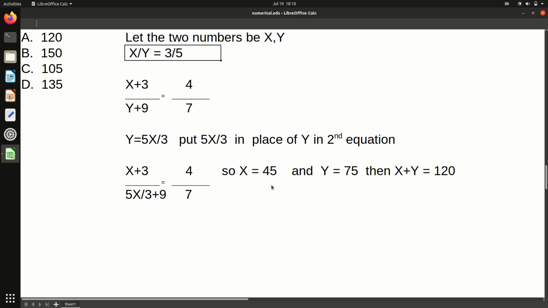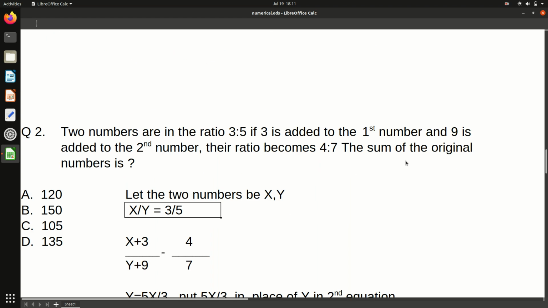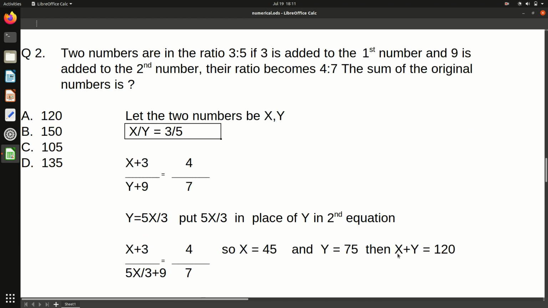Now we have to find the value of y. The y value we can take from this equation or from this, any equation you can use. So x equals 45, so just put here 5 into 45 by 3. So y will be 75. So we got both x and y, and we have to find the sum. So x plus y will be 75 plus 45, which equals 120. So 120 will be the answer.